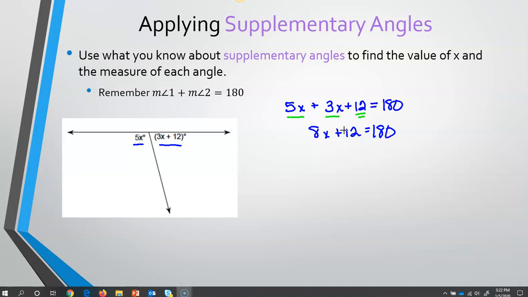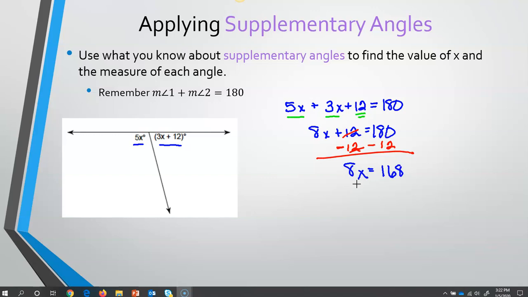Do I have a constant on the same side as the variable? Yes, I do. I have an added 12 right here. So I want to eliminate that. Using inverse operation means I'm going to subtract 12. And I'm going to do it from both sides of the equal sign. All right. So my 12s will cancel, leaving me with 8x there on the left. And on the right, 180 minus 12 is going to give me 168.